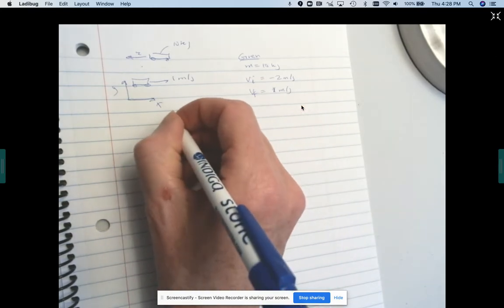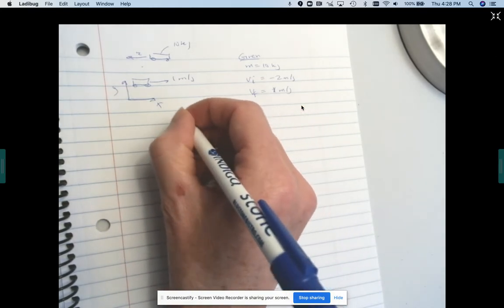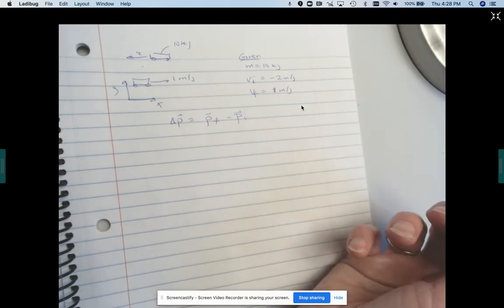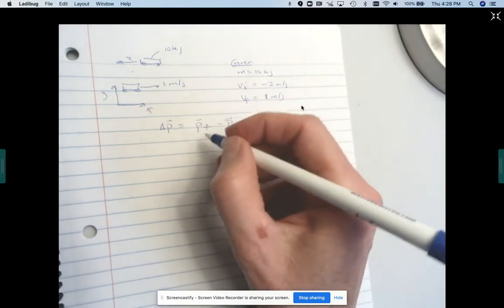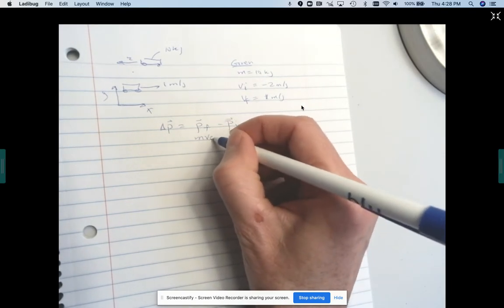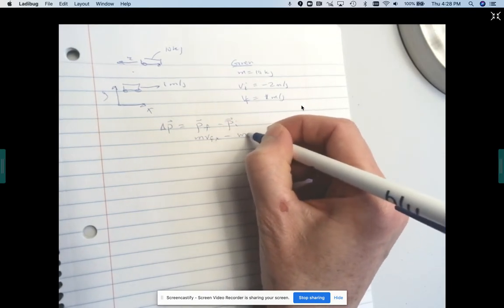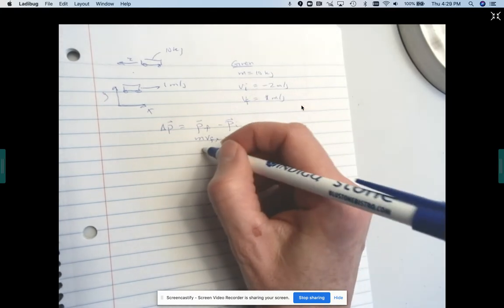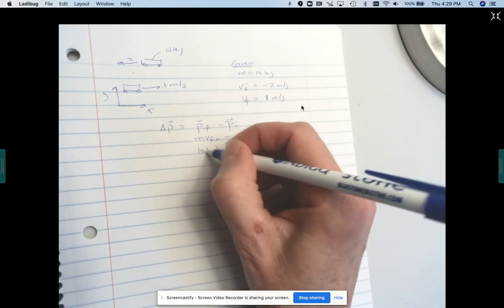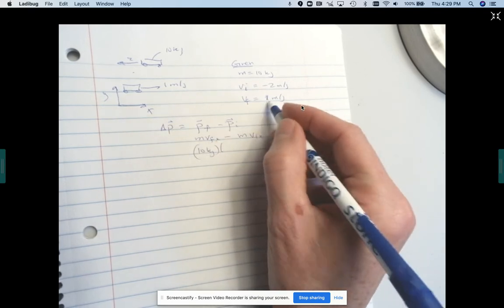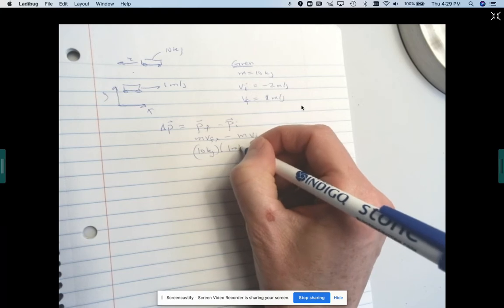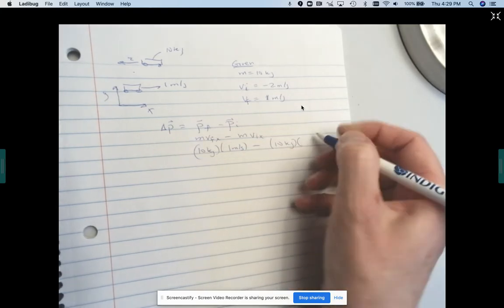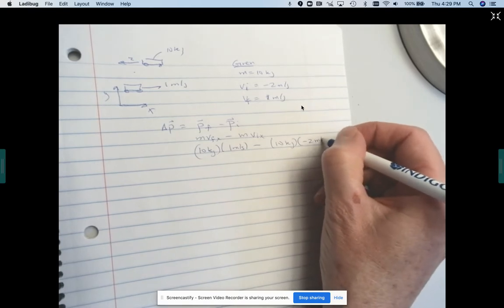Okay, so what is the change in momentum? Change in momentum is just final momentum minus the initial momentum. And again, it's all just in the x direction. So this is m v final x minus m v initial x. Okay, so we have our mass here, right, 10 kilograms. V final is 1 meter per second. And then we have minus our mass again of 10 kilograms, and our velocity is negative 2 meters per second.